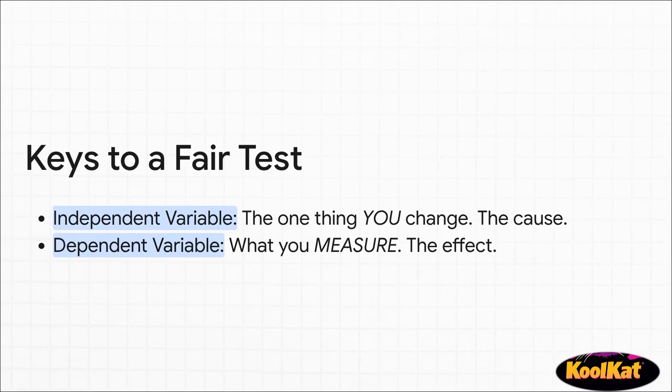Okay, now to really understand the experiments you'll see on the GED, you have to know about the two types of variables. First up is the independent variable. This is the one thing that you change on purpose. And here's a little memory trick. I change the I independent variable. Got it? Then there's the dependent variable. That's what you measure to see the result. Its outcome depends on what you changed.